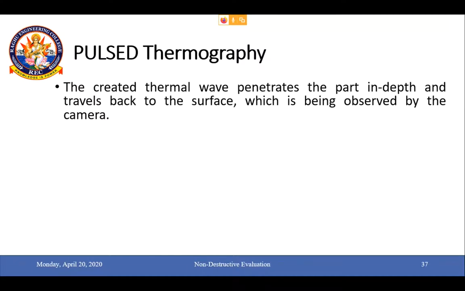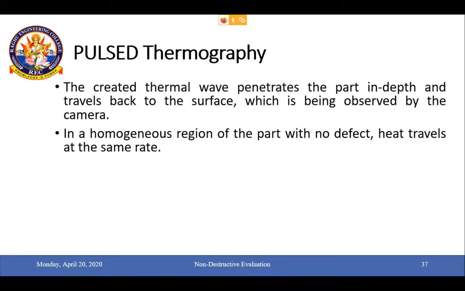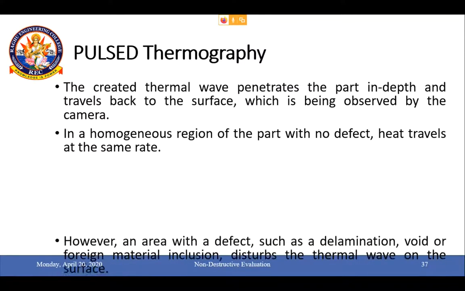The created thermal wave penetrates the part in depth and travels back to the surface, which is being observed by the camera. So whatever heating is caused on the surface generates the thermal wave. This thermal wave penetrates into the object, and after hitting the back surface, it is going to come back, and all this is being observed by the camera. In a homogeneous region of the part with no defect, heat travels at the same rate. This is quite obvious. Whenever there is no foreign material, the uniformity of material is there in the region. The heat travels at the same rate.